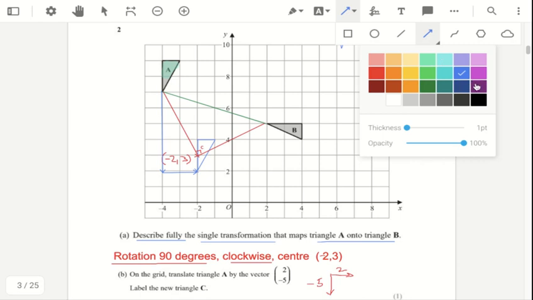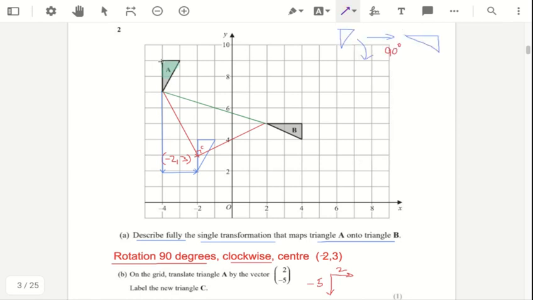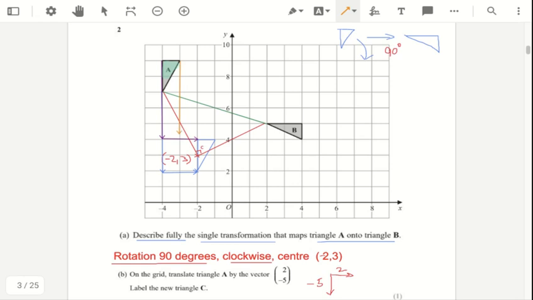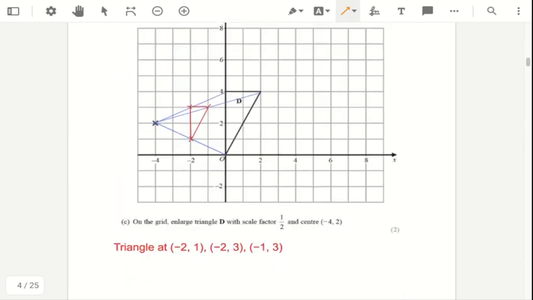Then let's try this point here, move down 5, and then 2. And then let's do another point here, move down 5, and then 2. Then you mark your points. So I'll mark the blue, purple, and orange points, and then my end answer will be this blue triangle. So this blue triangle is triangle C. Okay, right, let's move on to the next question.